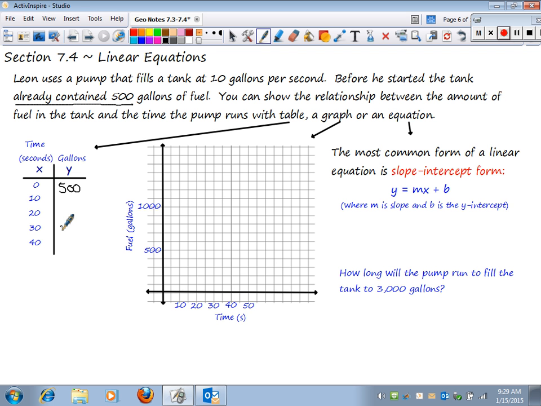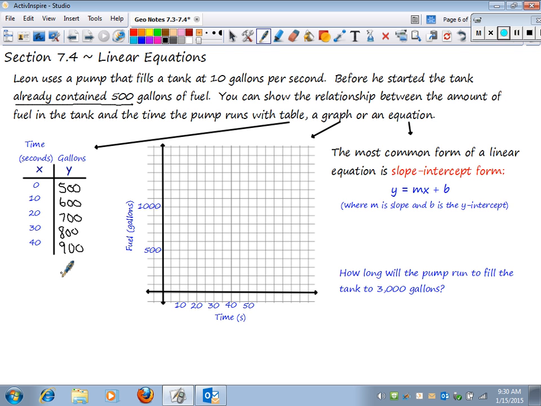After 10 seconds, how many gallons of fuel then would it have? It's going to have 10 gallons every second, and we went 10 seconds. That's 100 plus the 500 that was already there. 600 gallons now. 20 seconds, that's another 100 gallons, so now it's 700. You see the pattern developing. And 800 would be 30 seconds, and 900 would be 40 seconds.